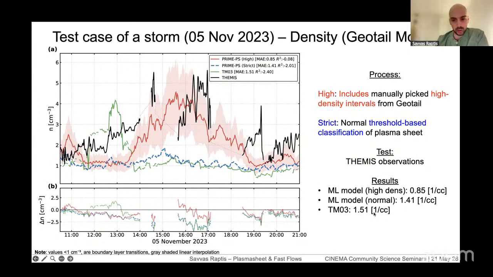Here, the main conclusion is that by including those high density intervals in the training set, we were able to increase the performance of our machine learning model much higher compared to what it was before. And you can see that also visually in how well the red line matches the black observations, but also through the statistics, absolute error and R square, that are plotted in the list.